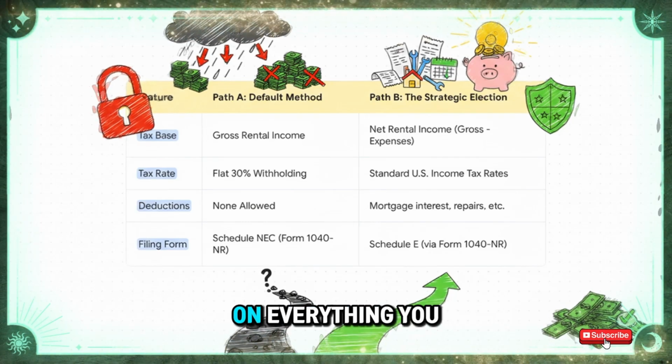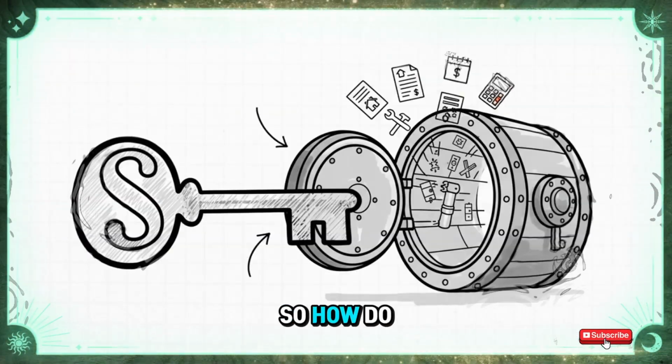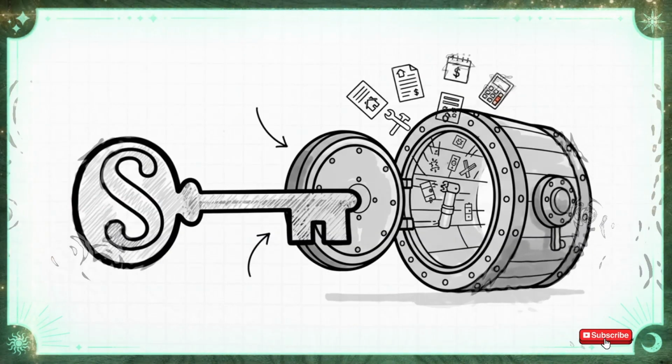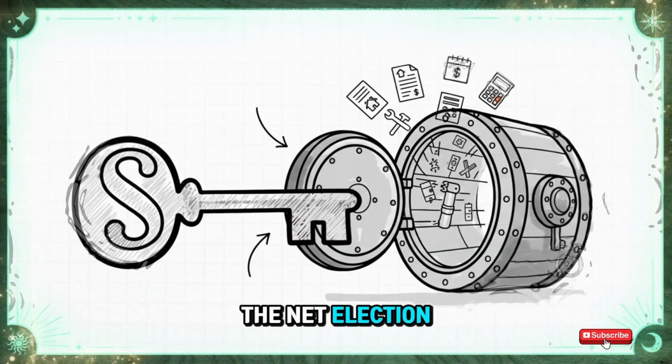Do you want to be taxed on everything you collect, or just on your actual profit? So, how do you get on that sweet Path B? Well, you have to make a formal choice. It's often called the net election.